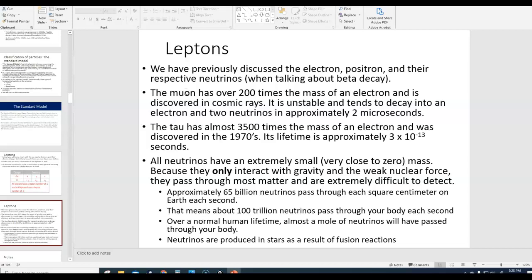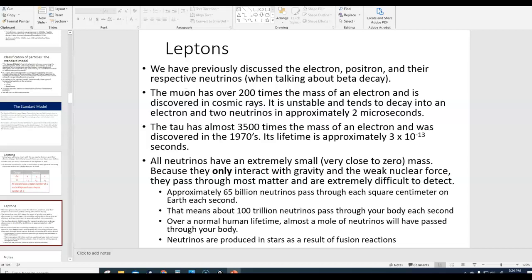And a neutrino only interacts with two forces: the force of gravity, which is super weak because it basically has no mass, and the weak nuclear force, which is also super weak and very, very short range. What that means is that because they don't interact with much, they basically pass through most matter and are very difficult to detect. In fact, every second, about 100 trillion neutrinos pass through your body.